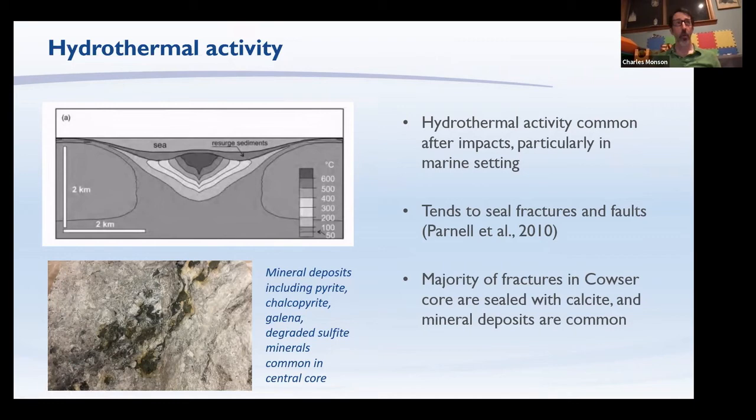One thing I forgot to mention earlier when I mentioned the gravity mapping is Glasford's a bit unusual because it has what's called a positive gravity anomaly. Usually most impact craters have a negative gravity anomaly, and that's never been clearly explained. One possible reason for that would be that maybe the impact went all the way down to the crystalline basement rock, and then maybe some crystalline basement rock got pushed up in the central uplift, and that's part of why it's reading denser.